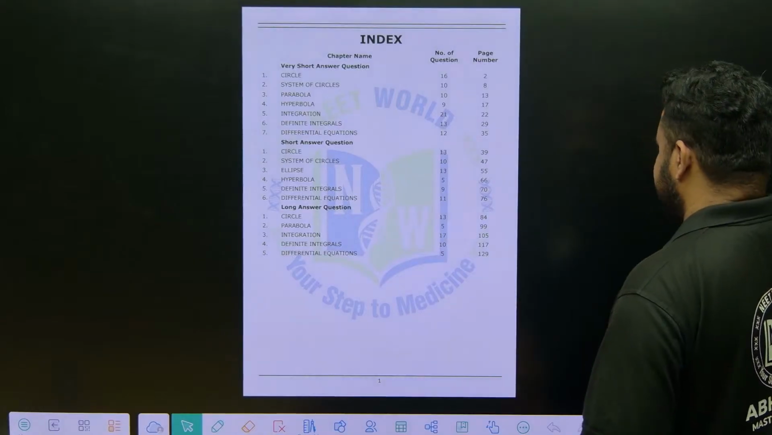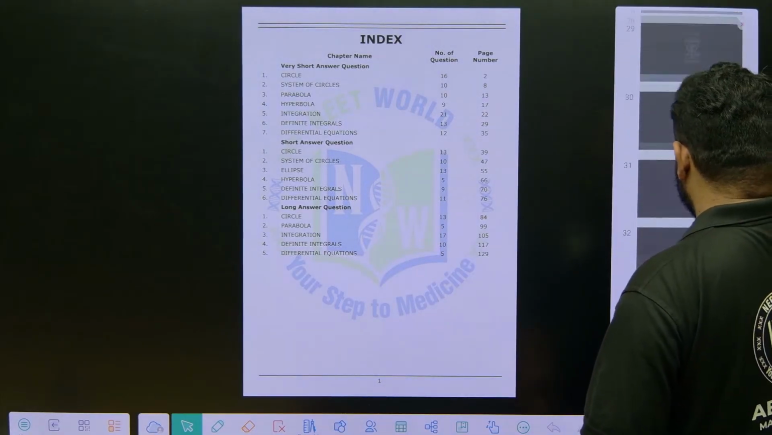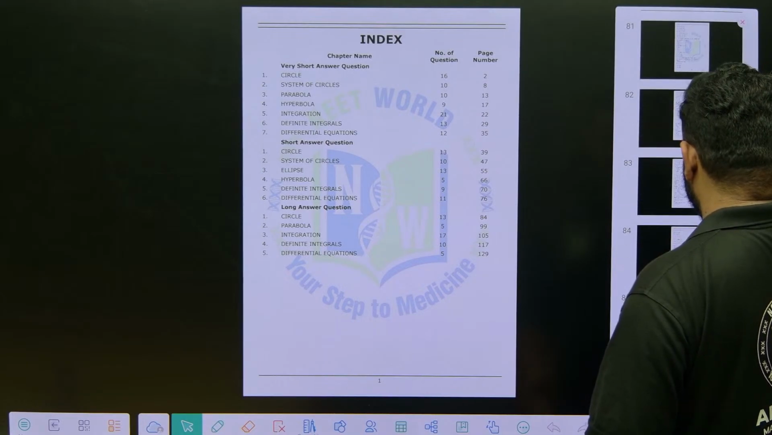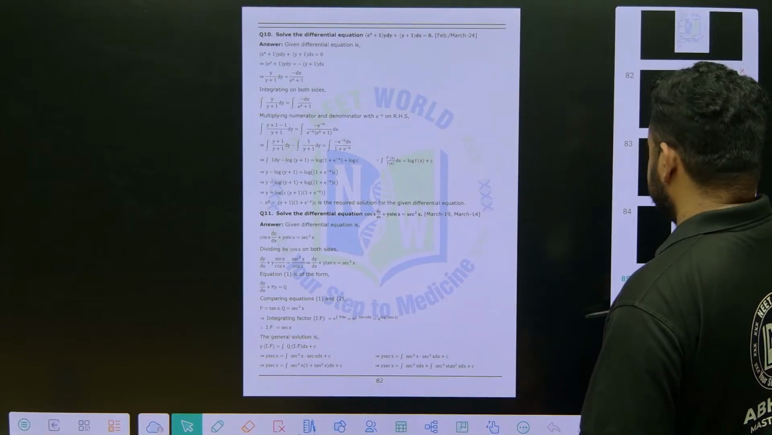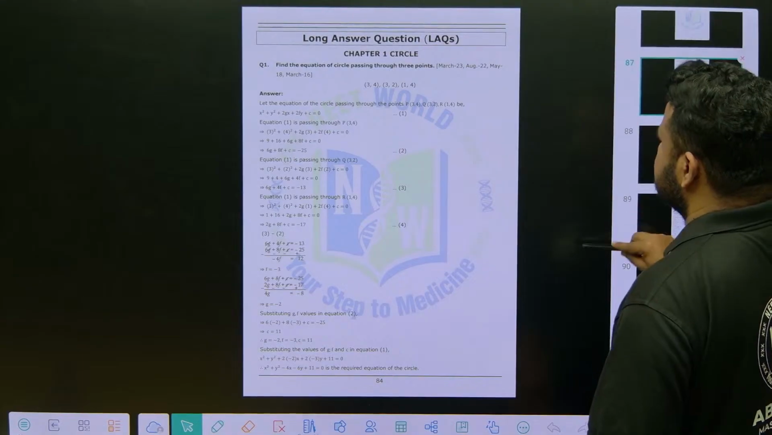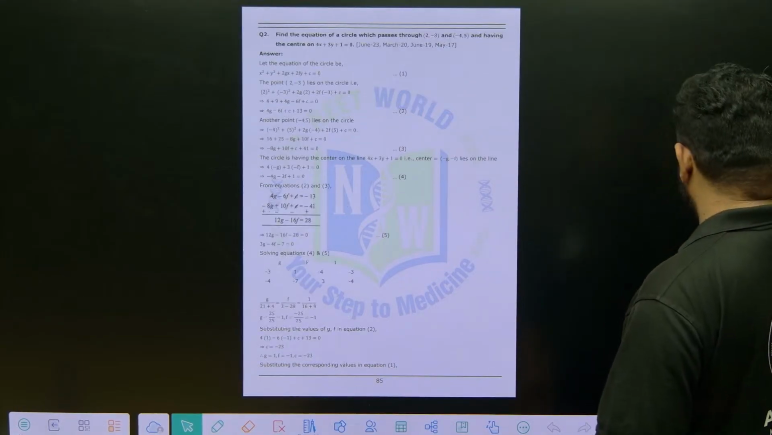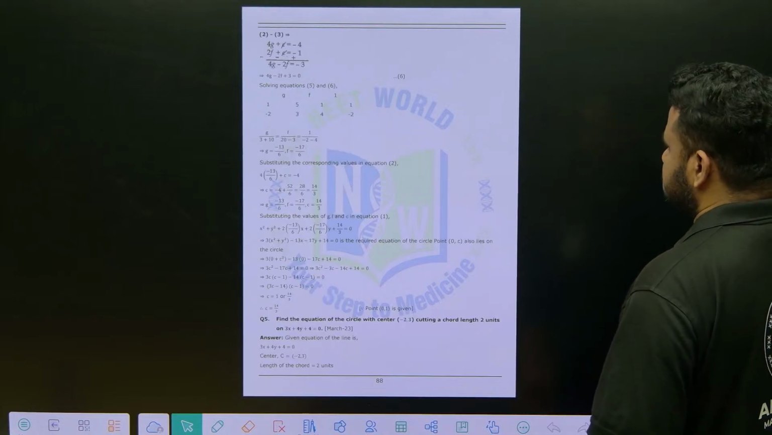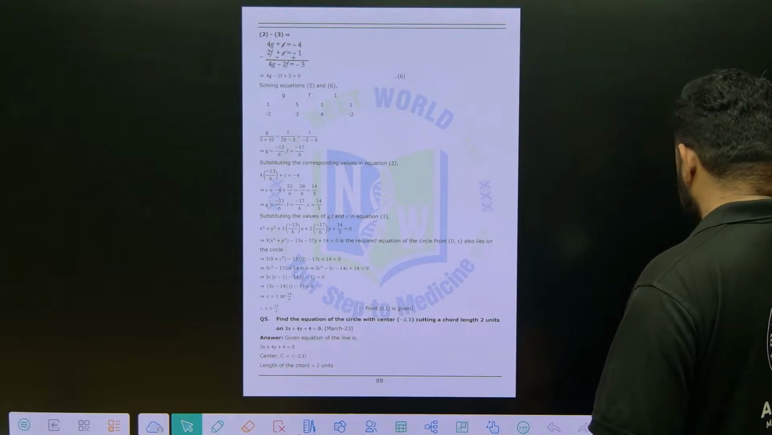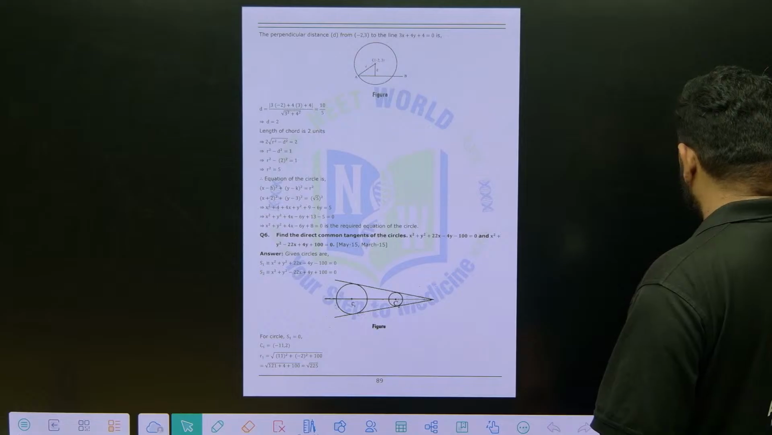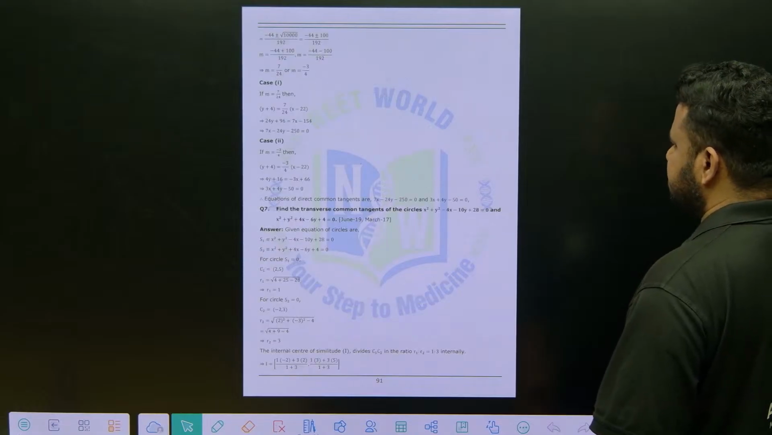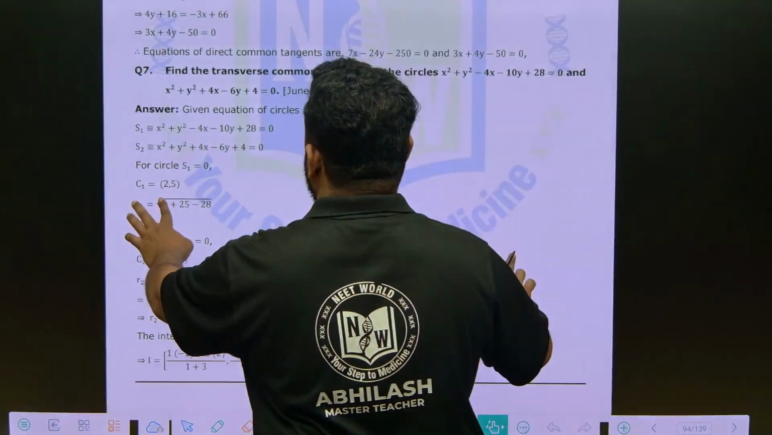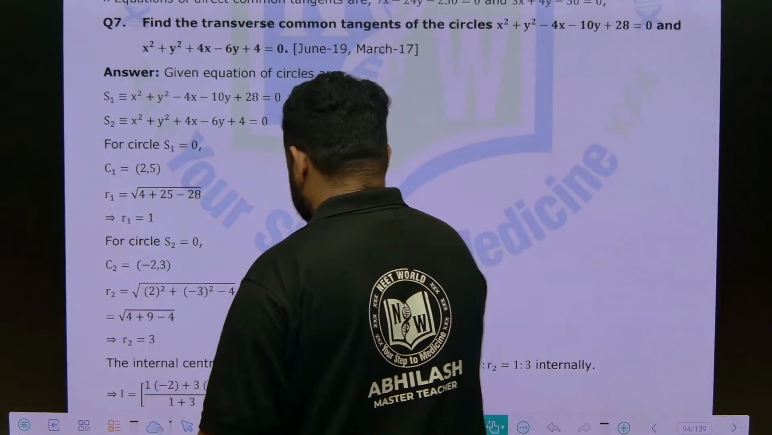Circles, page number 84. The questions which we have already dealt, this question we have already done. So we are doing the question on transverse tangent, correct? This was the question that we were doing. We have done it half, correct? Let us start again, okay, not a problem.